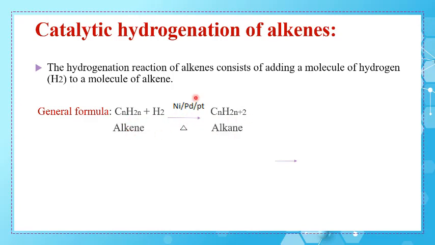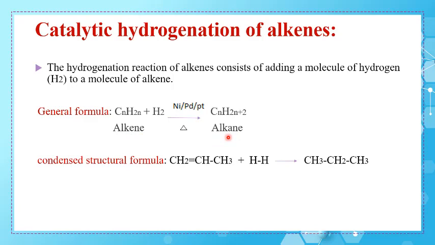Okay, and here we must pay attention that we must use a catalyst: nickel, platinum, or palladium, and in the presence of heat. So by hydrogenation of alkene, the alkene becomes alkane. Condensed structural formula.